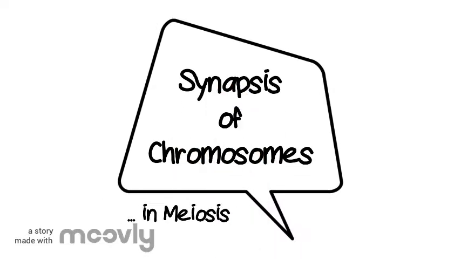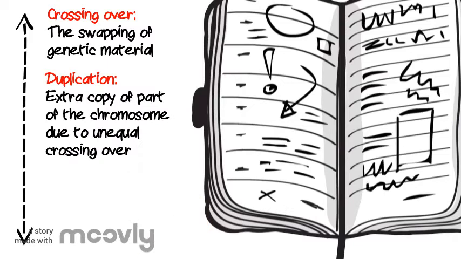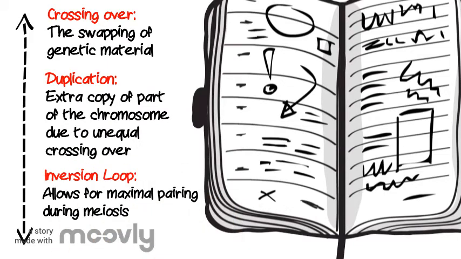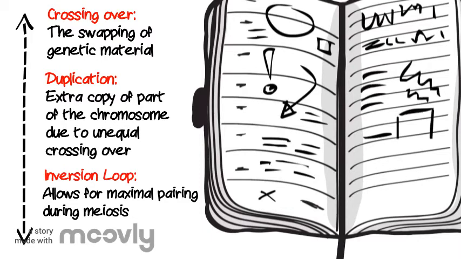Talking about the synapsis of chromosomes in meiosis. Some key terms we need to know are crossing over, which is the swapping of genetic material; duplication, which is where there is an extra copy of part of the chromosome due to an unequal crossing over; and an inversion loop, which allows for maximal repair during meiosis.